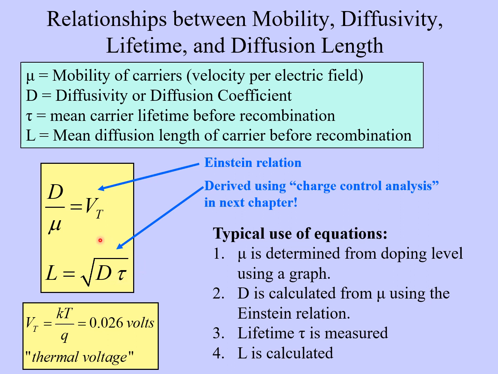The typical use of these equations is we usually figure out mu first from the doping level graph, and we did that in a few of the previous examples.